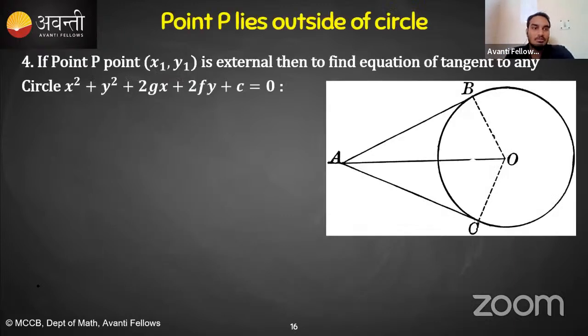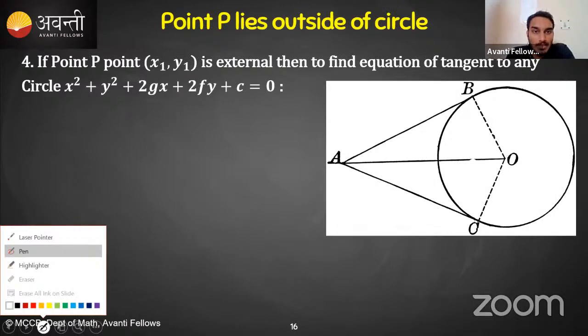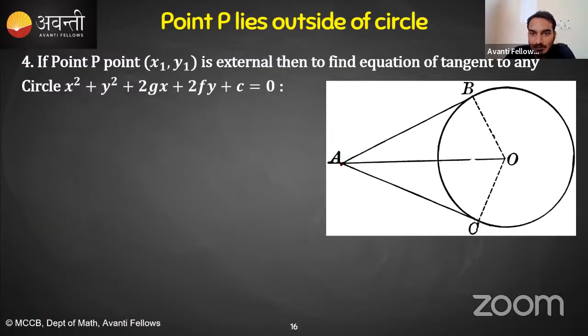So let's see. If point P lies outside of the circle, let's say this point P is x1 comma y1. So this point P is external. Then we have to find the equation of tangent to the circle x square plus y square plus 2gx plus 2fy plus c equal to 0. This is C, the center of the circle, which is minus g comma minus f.